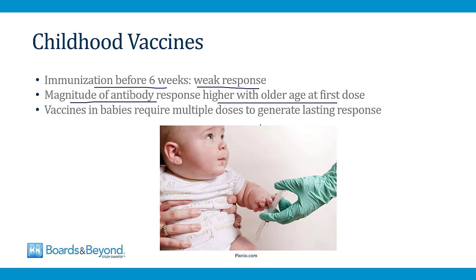So we have to vaccinate little babies, but when we do that, we often have to give them multiple doses because one dose isn't enough, because they don't generate a very strong antibody response. And this is the reason why there are so many vaccines that we give to babies at 2, 4, 6, and 8 months. It's because we have to give them lots of doses to get a good antibody response.